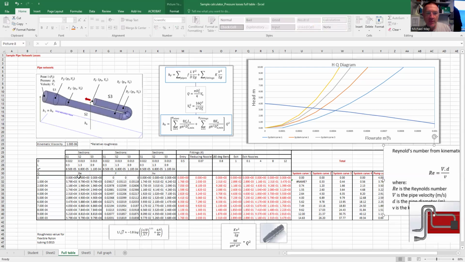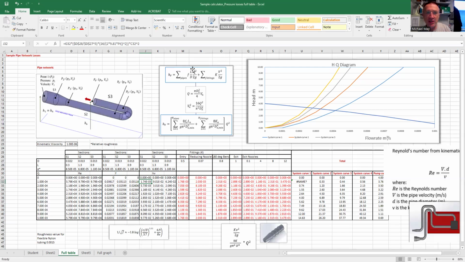The Reynolds number feeds into calculating the friction factor in the corresponding cell for S1, 2, and 3. The friction factor is usually obtained from the Moody diagram. But the Moody diagram is based on this complex state equation down here, and so that is typed into this cell for you to calculate the friction factor based on Reynolds number.